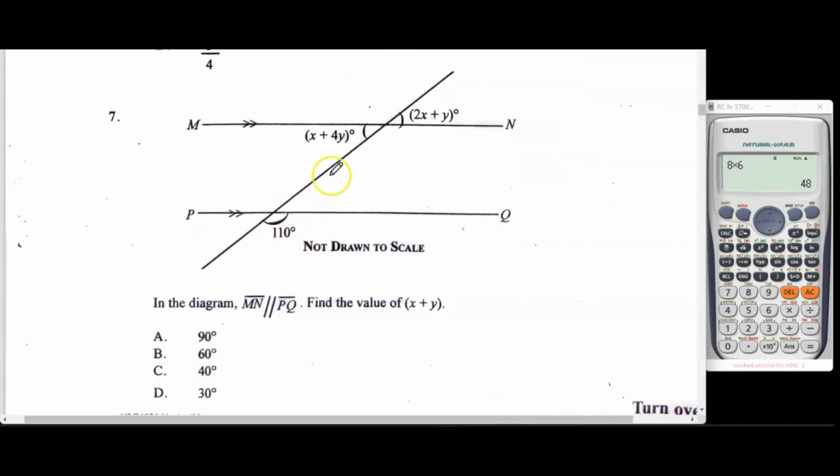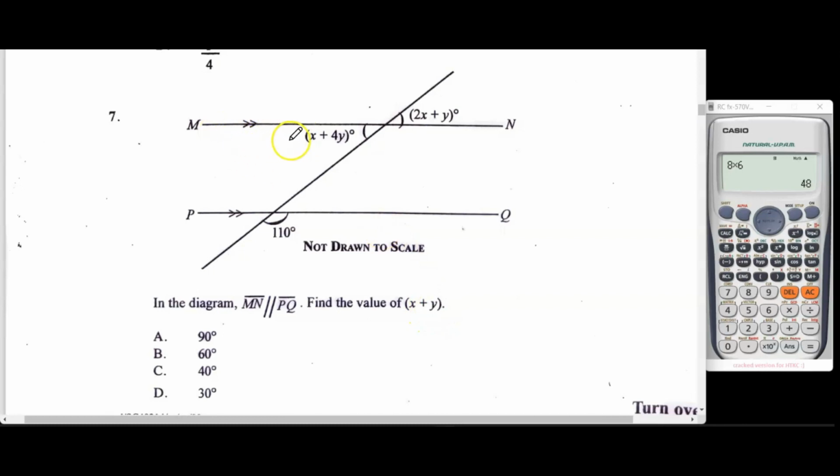Going further to question number 7, it demands that we find the value of x and y from the diagram. So we add the two. In the diagram, you can see that we have parallel sides. You need to be able to interpret this statement: in the diagram, line segment MN is parallel to line segment PQ. Find the value of x and y.